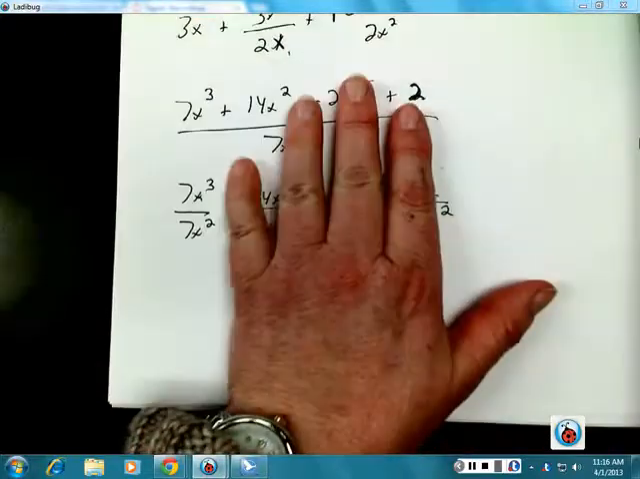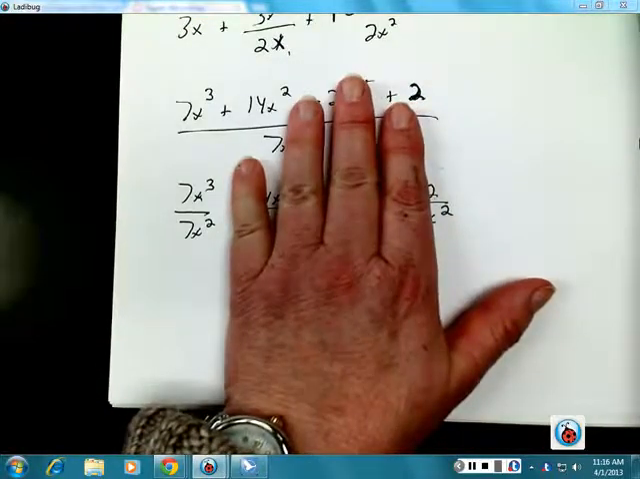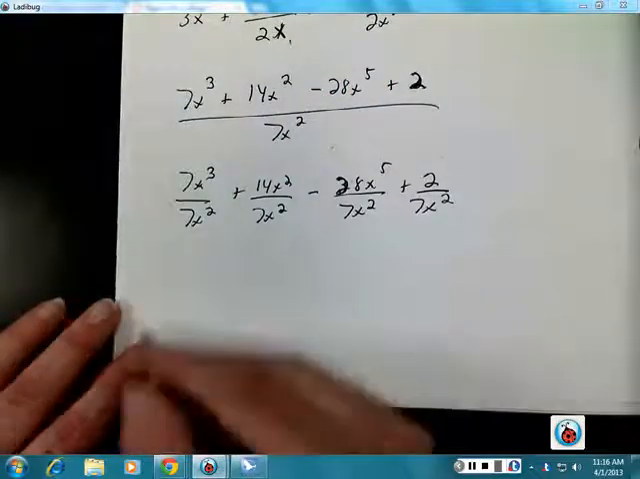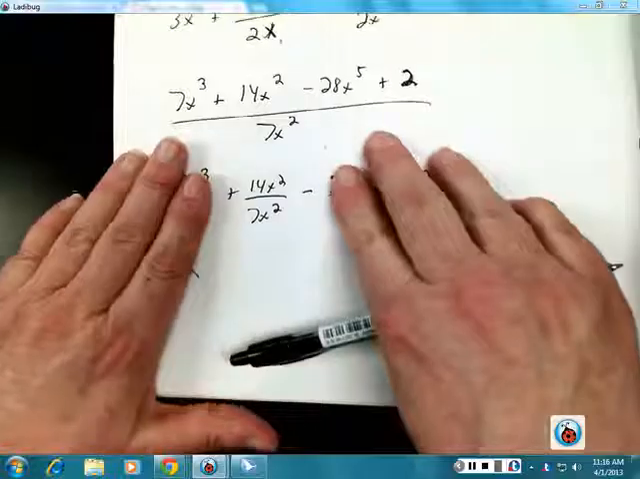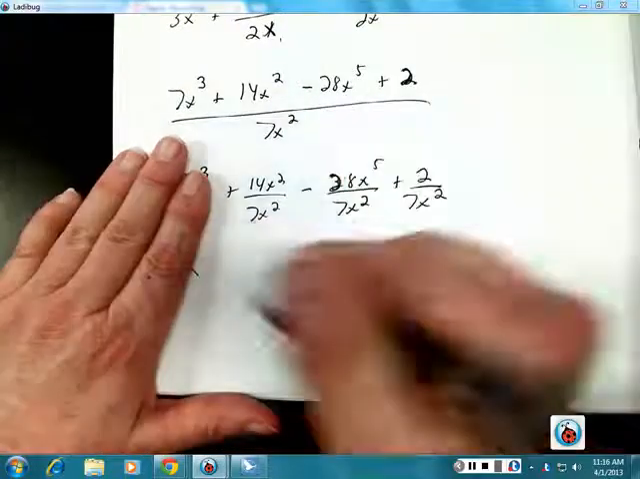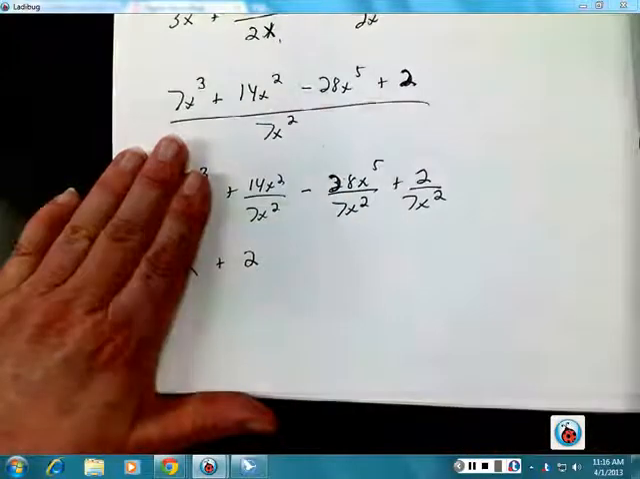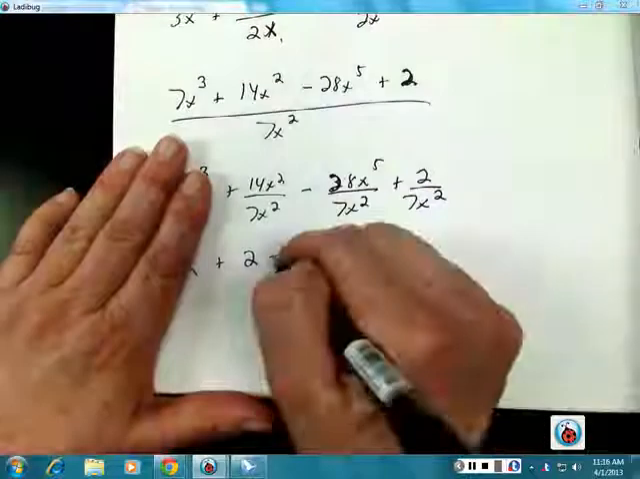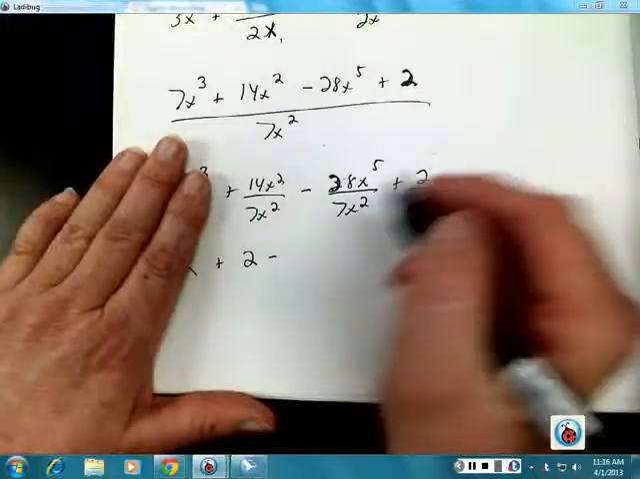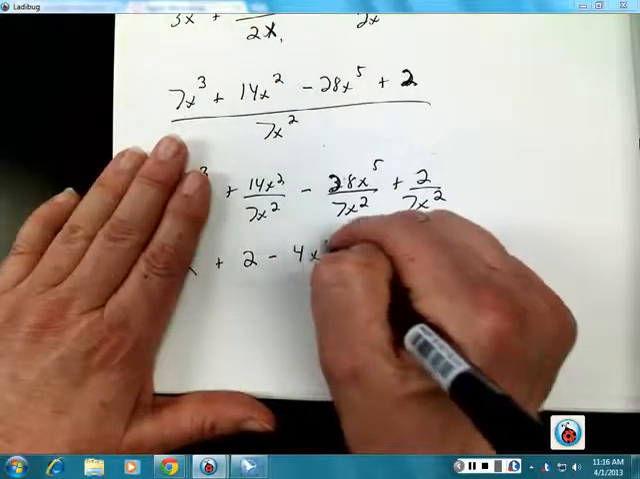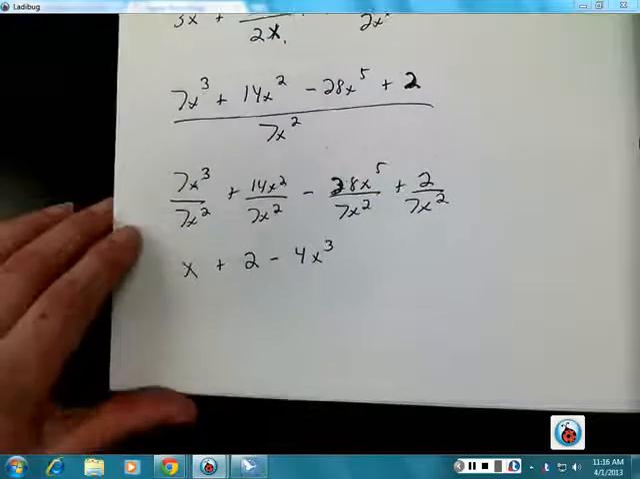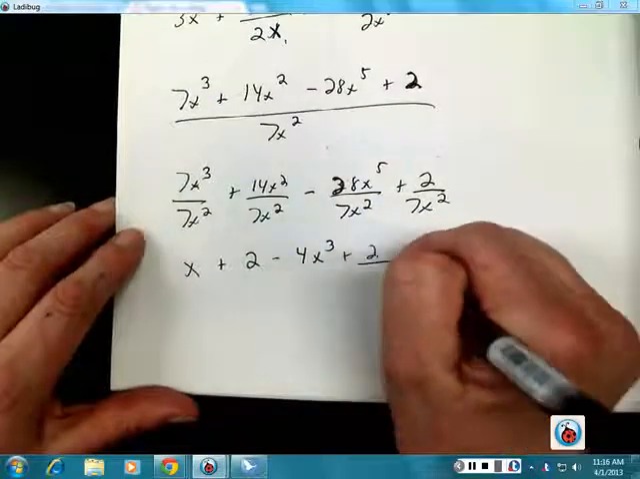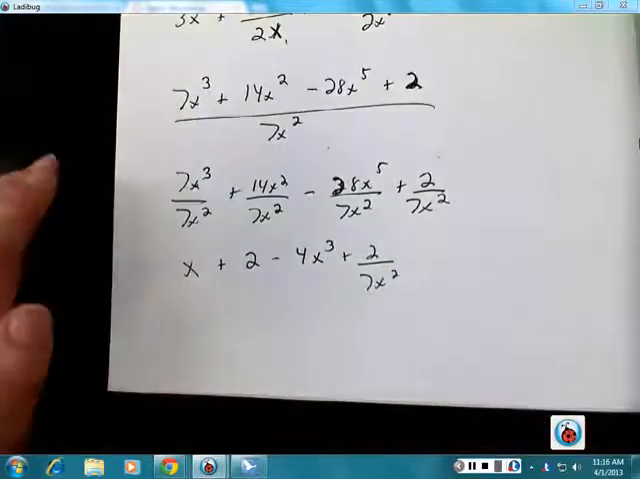So what happens with the first one? I just have an x. And the second one? Plus 2, because the x squareds cancel. The third one? Minus, yes. And then the last one? 2 over 7x squared. Perfect.